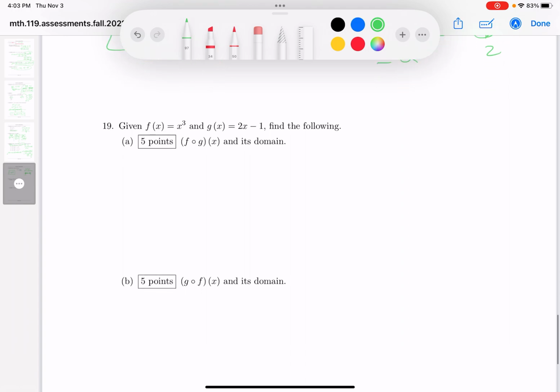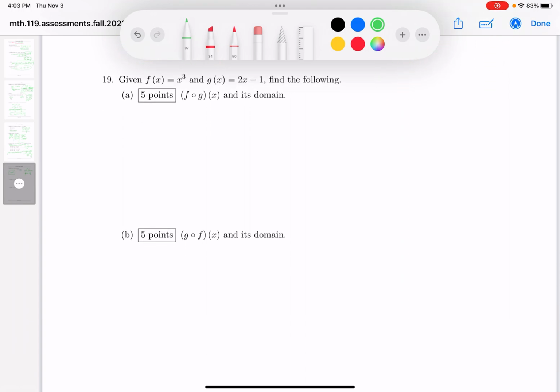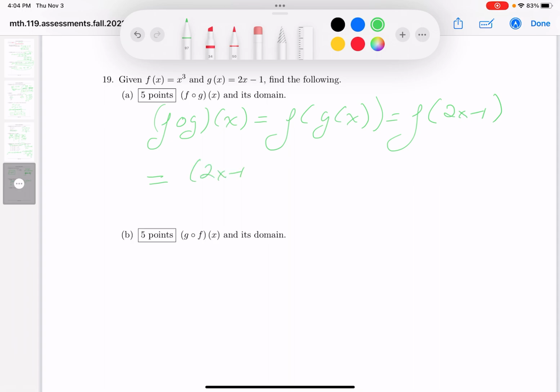All right, let's keep moving along. And this is number 19. Number 19 says, find f of g. Let's write this down. f of g of x. That means f of g of x. And that's going to be f of, what's g? g is 2x minus 1. What does f do to it? It cubes it. If you want, you can expand that, but it's not needed.